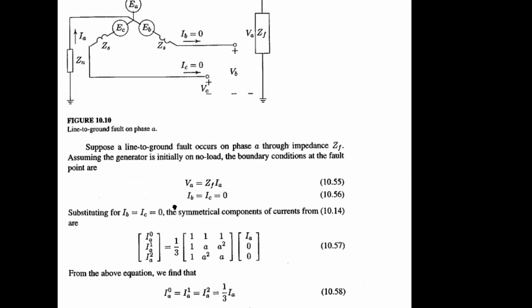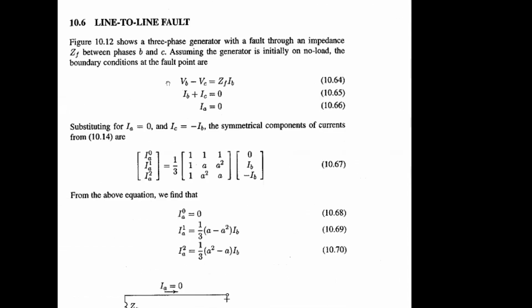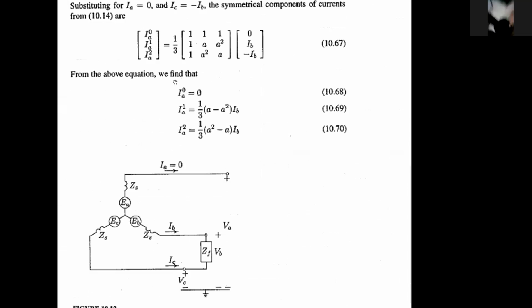Okay, let's see another scenario, line to line fault. Here you can see what will be the case when you have a line to line fault. Your fault impedance will be in between two lines, and there you have the current flowing between those two lines. Actually, IB plus IC, what will that be? Equals 0, right? When you have a double line fault, is it clear? IB plus IC equals 0 for a double line fault.